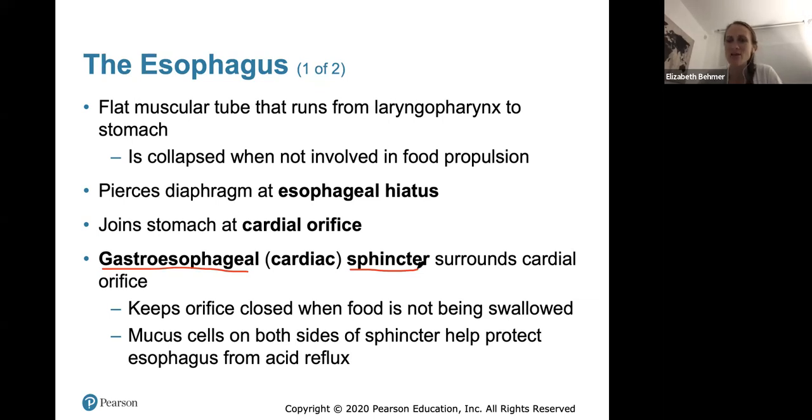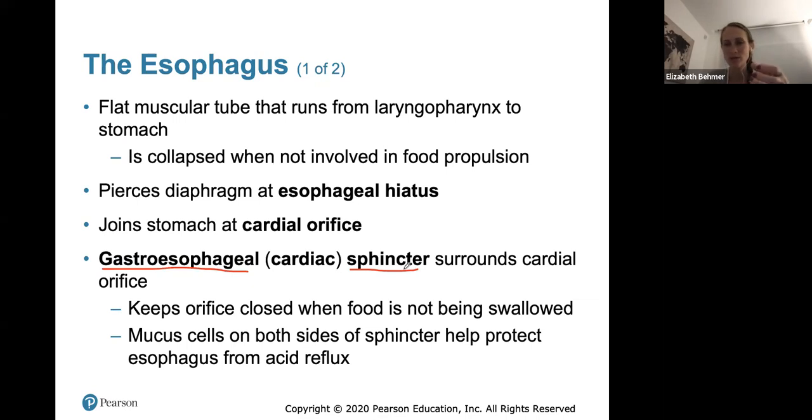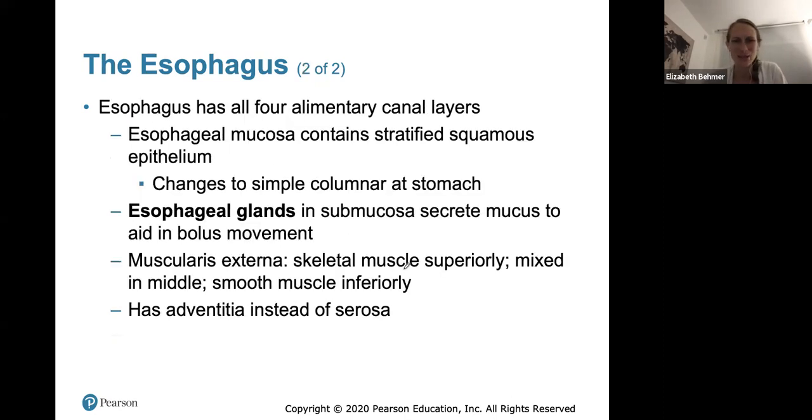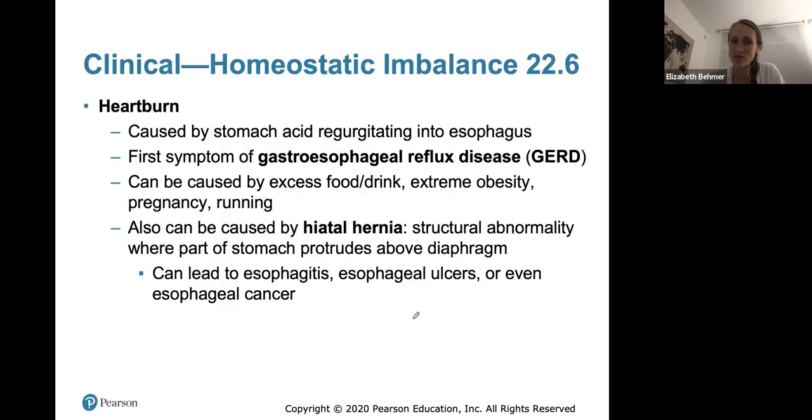You have mucus cells on both sides of the sphincter to help protect the esophagus if there's acid reflux. So sometimes this esophageal sphincter won't close all the way, and your stomach is very acidic. So that's when we get acid reflux. Acid comes into your esophagus. This can happen if you're overweight, even during pregnancy. It can be genetic, but it's not pleasant. The esophagus has all the 4 alimentary canal layers that we talked about. So this is a look at the esophagus and the lumen, and then the 4 layers as shown there. And you can see how the esophagus is collapsible, and it will stay collapsed unless there's food traveling through it.